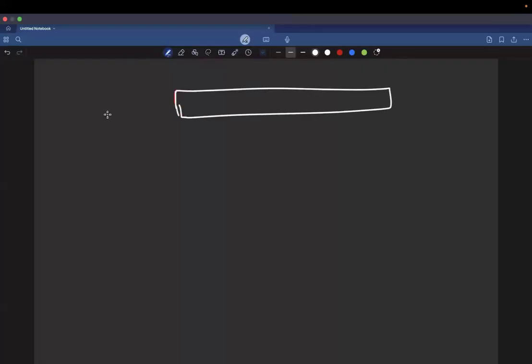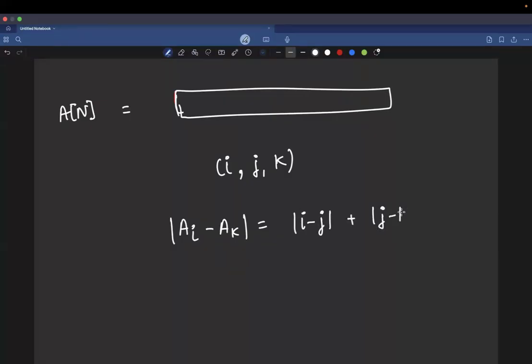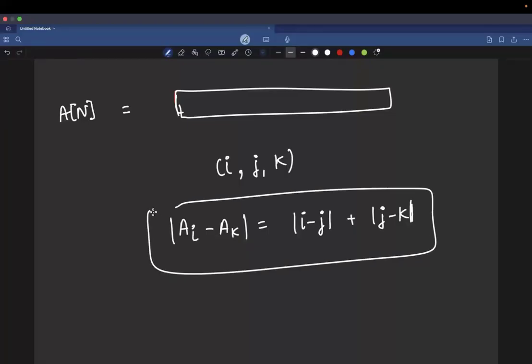Okay, so the problem is saying that we have been given an array of length n, and we have to count the number of triplets i, j, k such that the absolute difference of ai and ak should be equal to the absolute difference of i and j plus the absolute difference of j and k. This is the equation, and we want to find out all the triplets which satisfy this. The value of n can be pretty huge. It can be as big as 5 into 10 raised to the power 5, I think. Okay, sorry, 2 into 10 raised to the power 5.